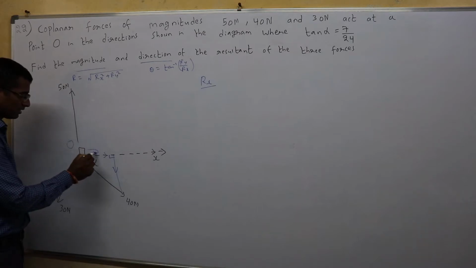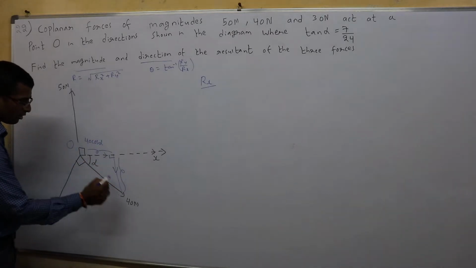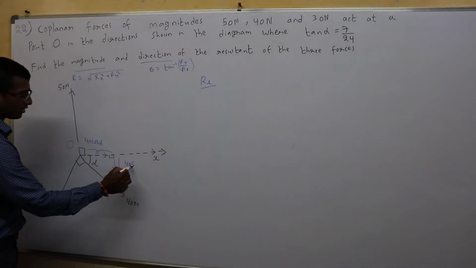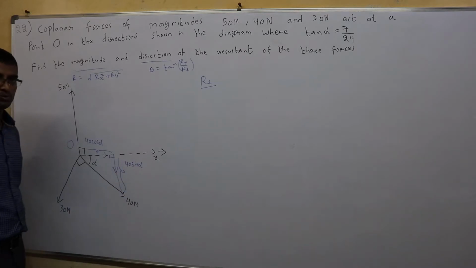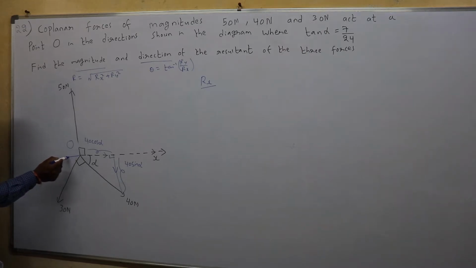Next, this is adjacent to alpha, so it becomes 40 cos alpha. This is opposite to alpha, so it becomes 40 sin alpha. Clear? Yeah, next. This 30 is also acting at an angle, so I need to resolve 30 as well. For that I need to drop a line and make it a right angle triangle. For that, extend this line here and drop a line here.